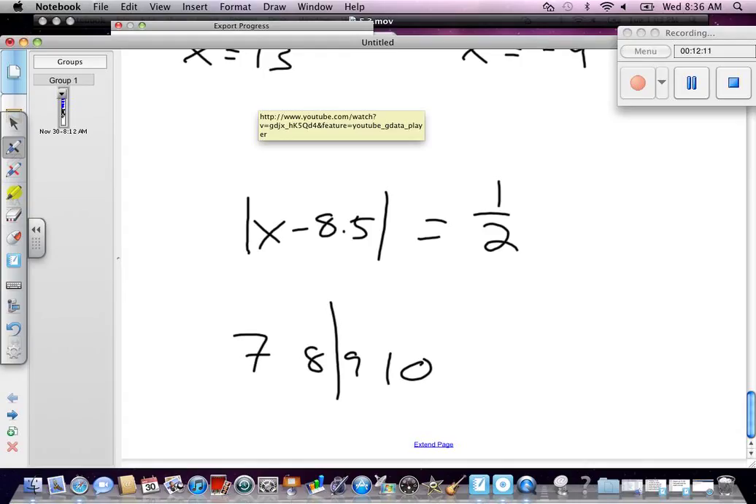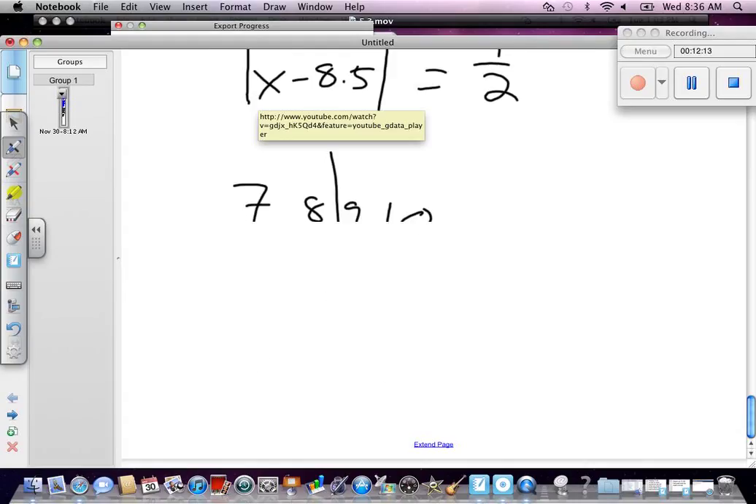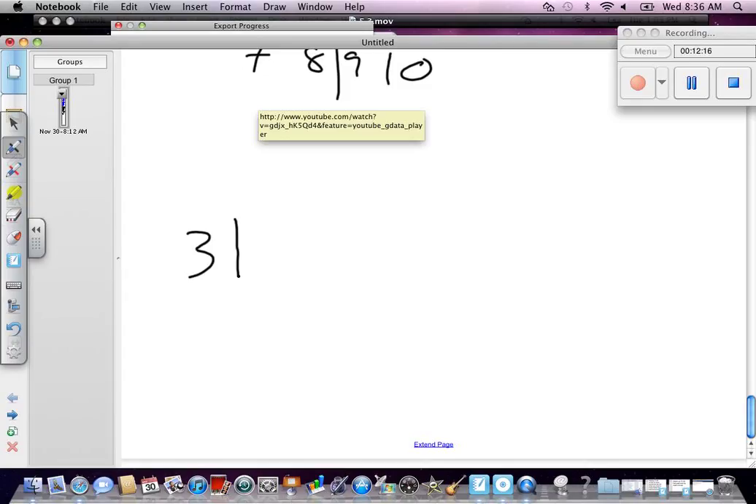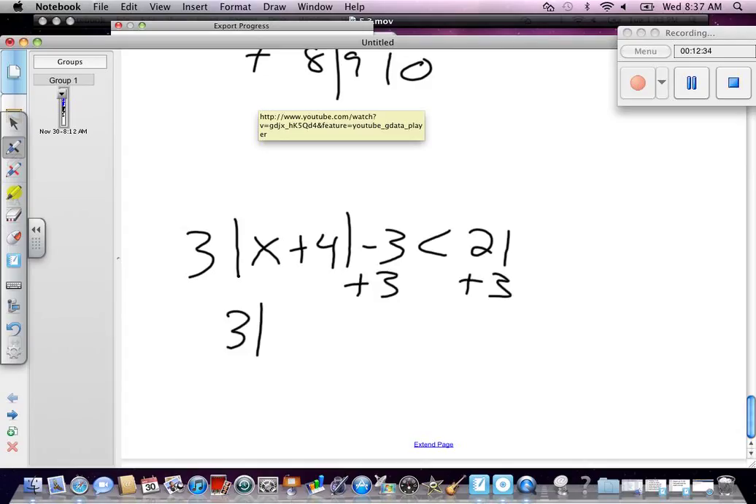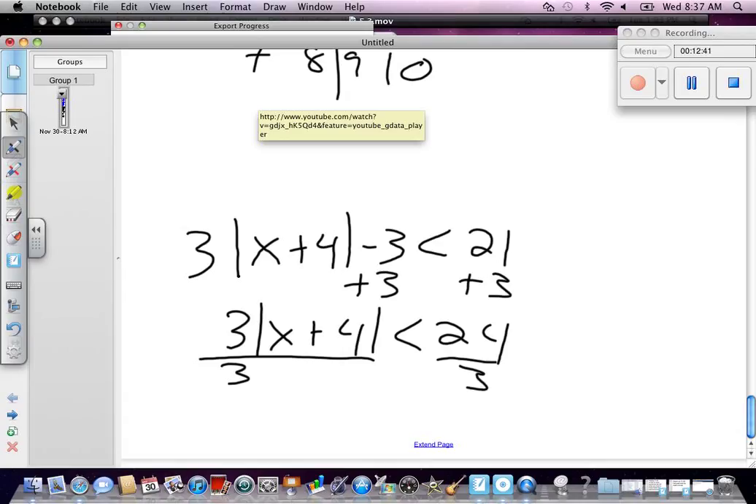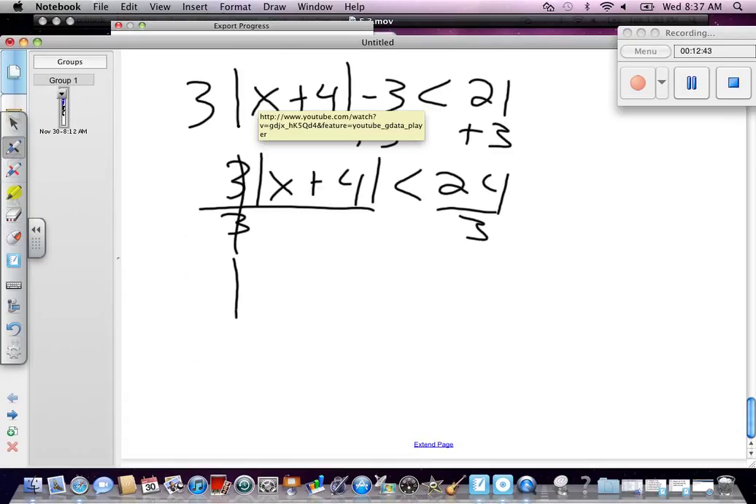Okay? Let's do number 24, and we'll be done. 3 absolute value x plus 4 minus 3 is less than 21. The story problem is absolute value x minus 8.5 equals 1/2. Okay, so for number 24, the first thing I'm going to do is add 3. And I get 3 absolute value x plus 4 is less than 24. Then I'm going to divide everything by 3. And I get that absolute value of x plus 4 is less than 8.